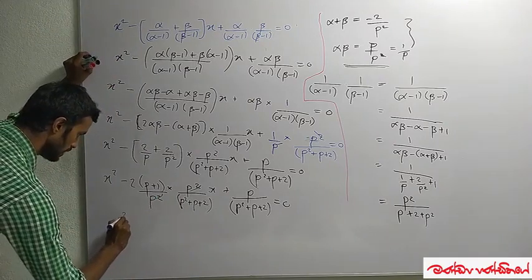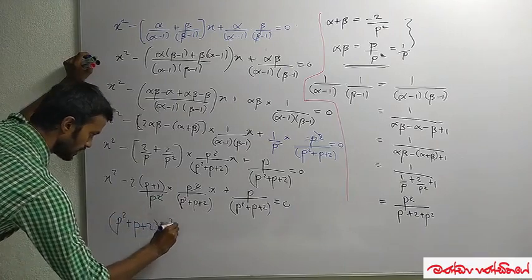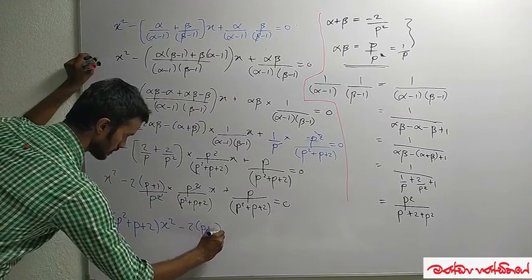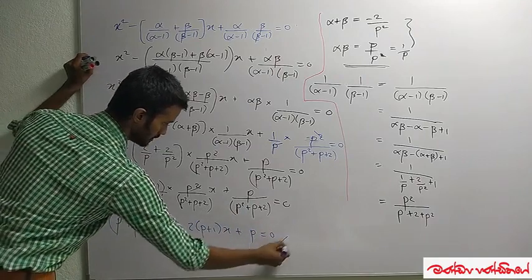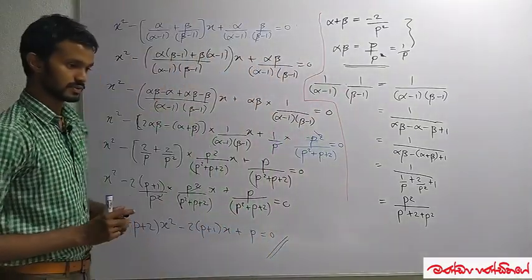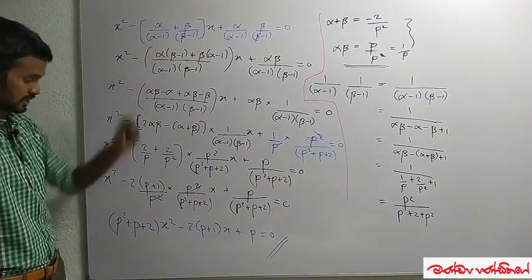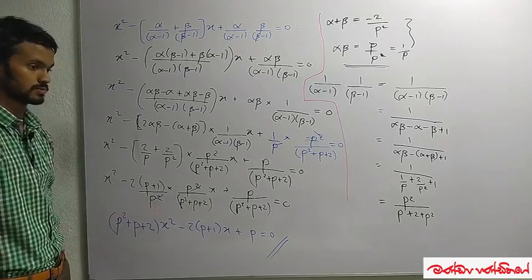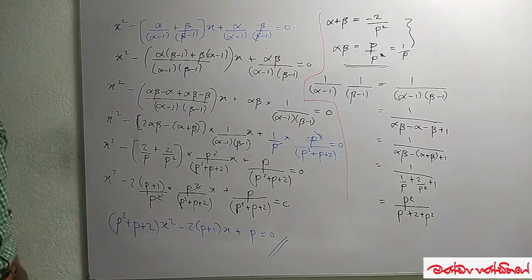I get it as p squared plus p plus 2 times x squared, and here I get minus 2 times p plus 1 x, and here plus p. I multiply both sides by p squared plus p plus 2. So they are asking us to get the quadratic equation whose roots are these two. I get p squared plus p plus 2 x squared minus 2 times p plus 1 x plus p. So I get the answer in this way.